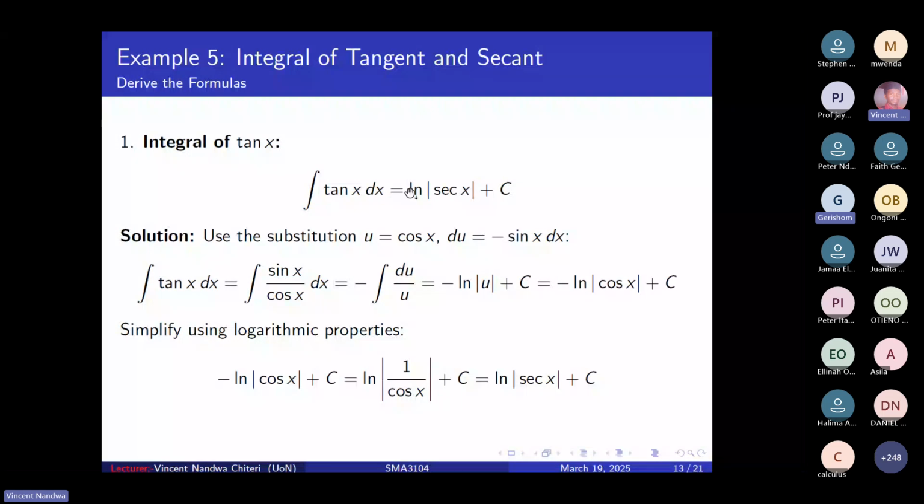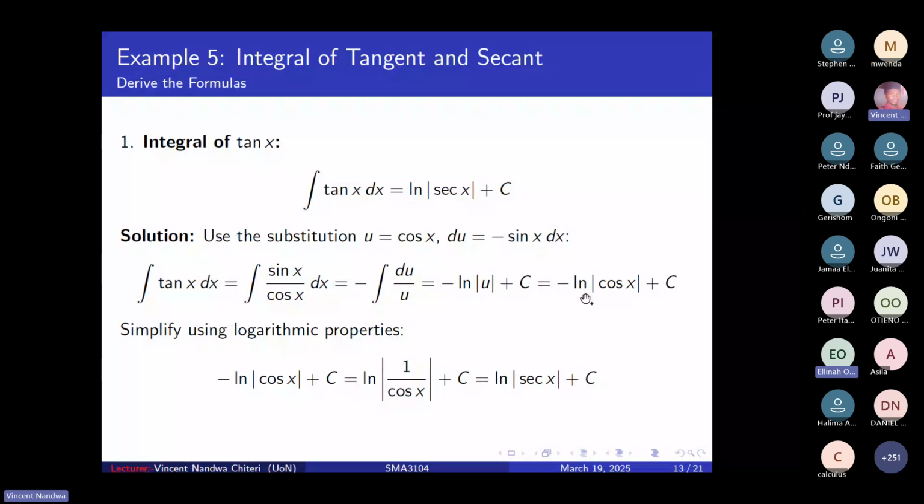Then you fix cos x to be u. With cos x equals u, du will be negative sine x dx. So with your u and du, you can easily transform the integral in terms of this new variable u, and you'll get negative ln of cos x plus c.